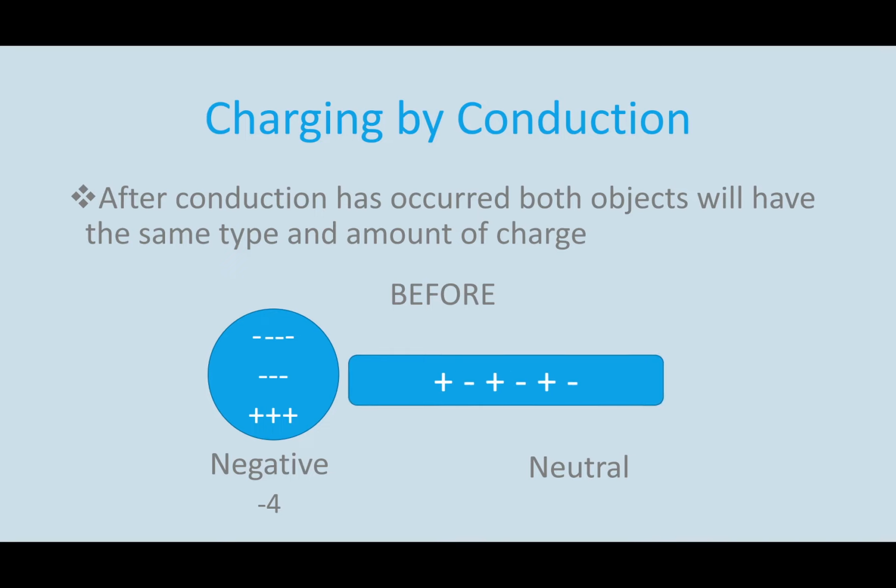Bring our objects in together, they touch, make contact. And when that happens, the electrons move from the larger charge to the smaller charge, so that in the end, both objects have the same type and the same amount of charge. And that is how you charge an object by conduction.